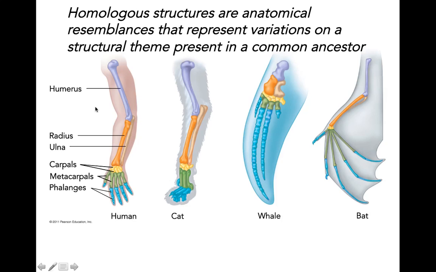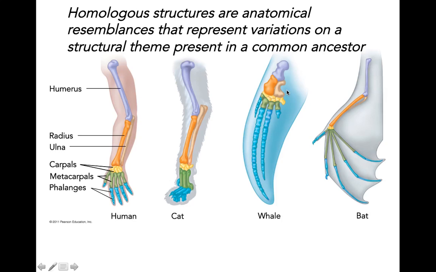So homologous structures, here we can see the forelimbs of a human being like you or me: humerus, ulna, radius, metacarpals, carpals, phalanges, a cat, a whale, a bat. You can see that the same colors refer to the same bone in each of these particular organisms. And you can see they all have the same suite of bones. They all have a humerus, an ulna and radius, carpals, metacarpals, and phalanges, but you can see that they've been modified to suit the needs of that particular organism.